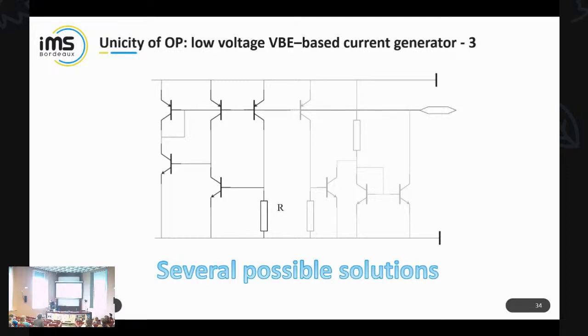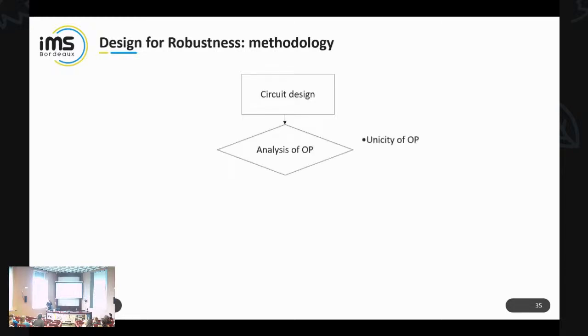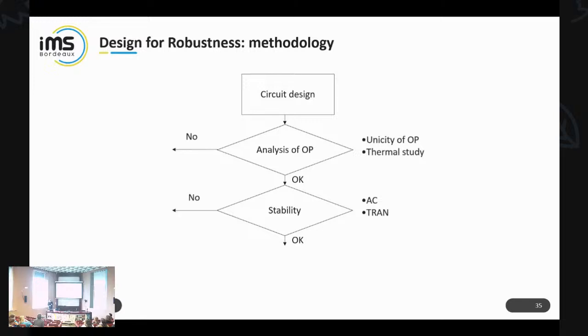So let's see the methodology to design for robustness. First, you are designing your circuit. You are first analyzing the operating point. This is the first thing you have to do, for unicity of the operating point and for thermal study of this operating point. If it works, okay. If it doesn't work, you have to go back. Then you are studying the stability, if it works. You use AC, as we have seen, but also don't forget transient. So if it works, that's okay. If not, you have to go back to circuit design.